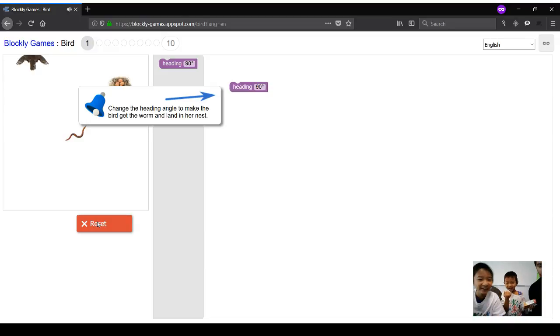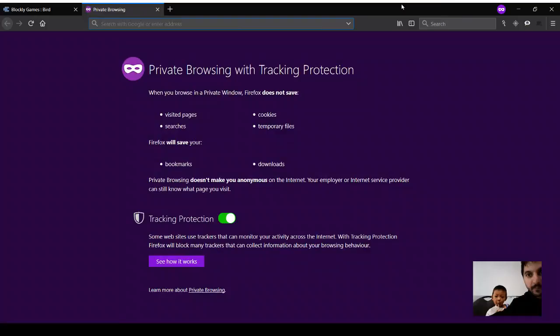Can you read this little hint here? What does it say? Change the heading angle to make the bird get the worm to land in her nest. But I don't know how to get the bird. So let's learn a little bit about angles first.